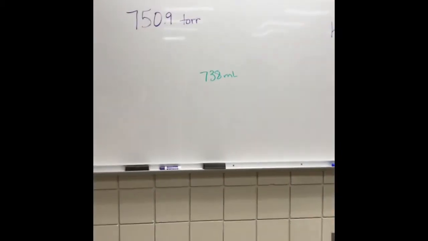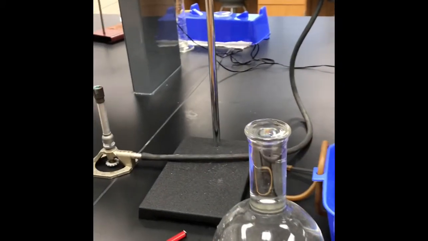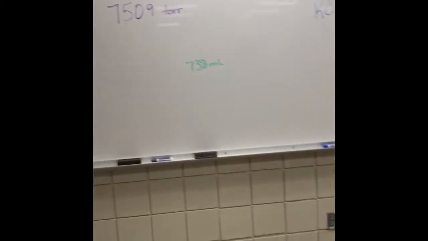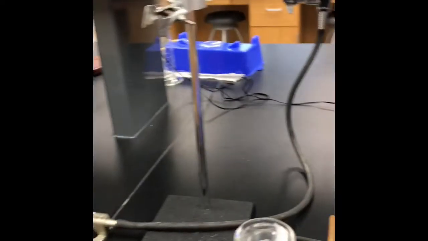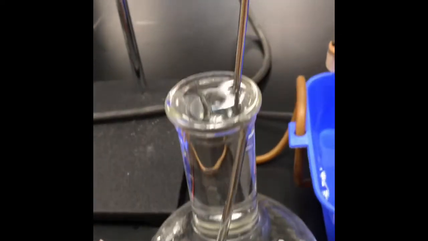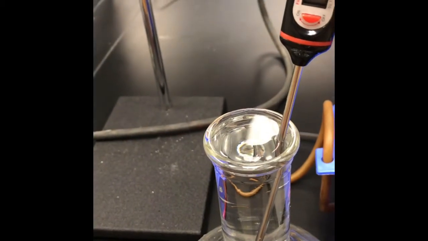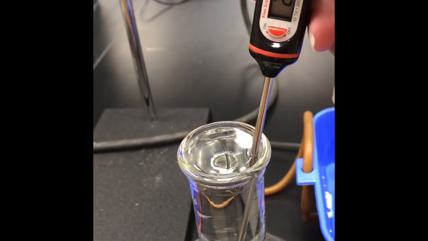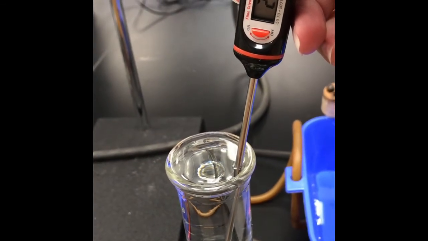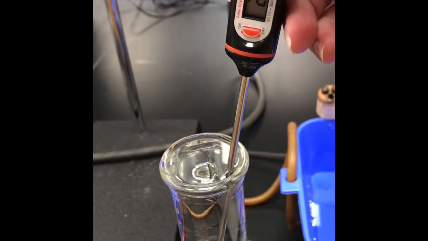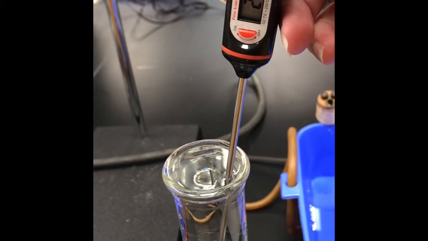Okay. So the volume of the oxygen gas, I poured water to fill up my flask all the way back up. That took 738 milliliters, so that's the volume of the oxygen gas. I need to take the temperature of the water, which is the gas. Okay, so looks like it's 22.0 degrees Celsius.